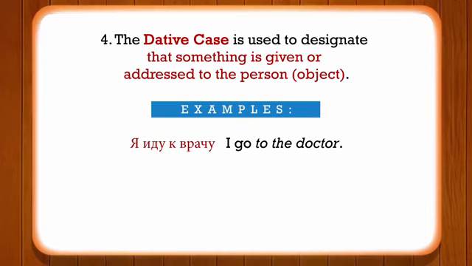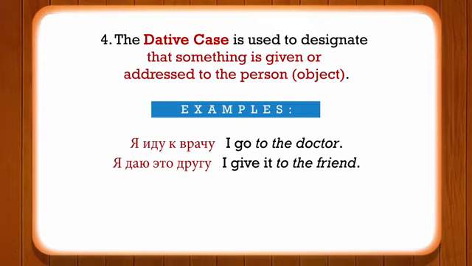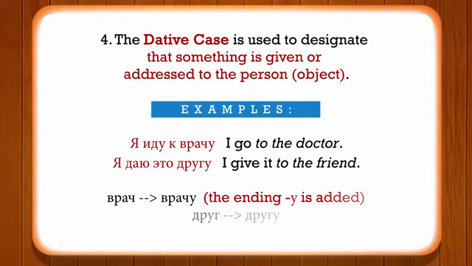Suppose if you have in place of vrach any other noun like drug, ya idu k drugu. So drug changes into drugu. Likewise, you also have verbs here. For example, in the second sentence, ya dayu etu drugu. That has been conjugated in the form of ya dayu. To whom am I giving it? Ya dayu etu drugu. I give it to the friend. Likewise, vrach changes into vrachu and drug is changing into drugu. So we are adding u at the end.